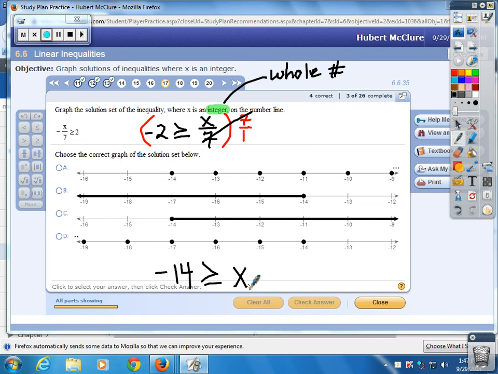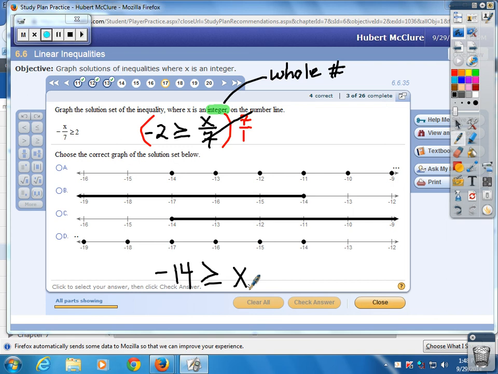What kind of circle do we need? A closed circle. Are all these closed? Yep, all of them are closed, so we can't deduct anything there. Well, this is negative 14. That's negative 14. That's negative 14. And that's negative 14. So all of them start at negative 14. What numbers are less than negative 14? To the right or to the left?